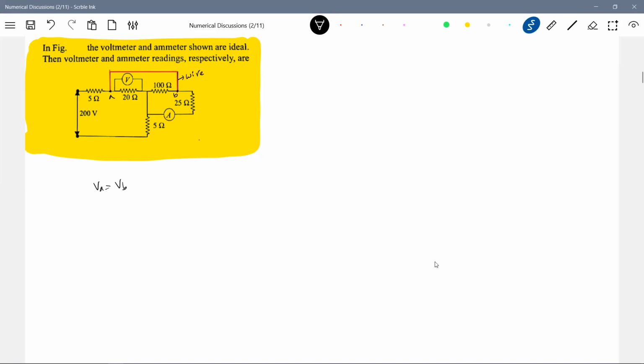Okay, this is a cell connected across XY. We will try to redraw the circuit. Or else shall we go for loop equations? Loop equations mean I1, I2, I3, I4: four loop equations, four unknowns, a big headache. It's not advisable. So this will be 5 ohm, A comma B. This we will give the name C.